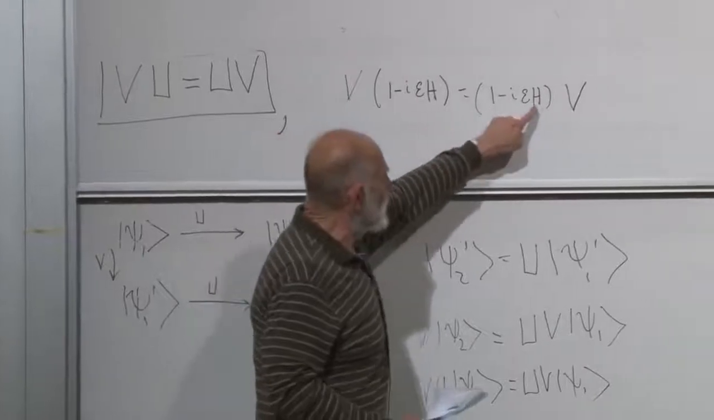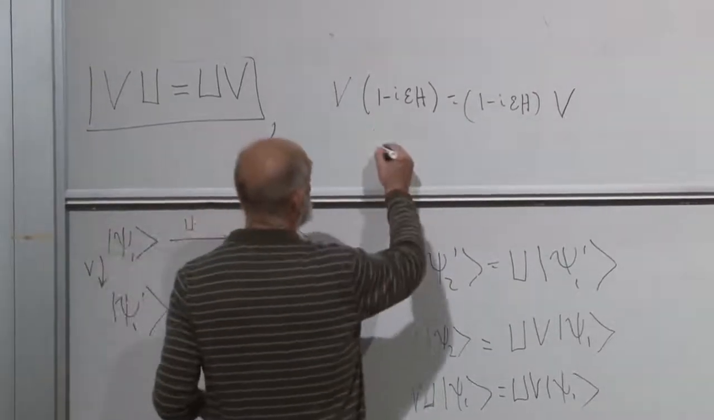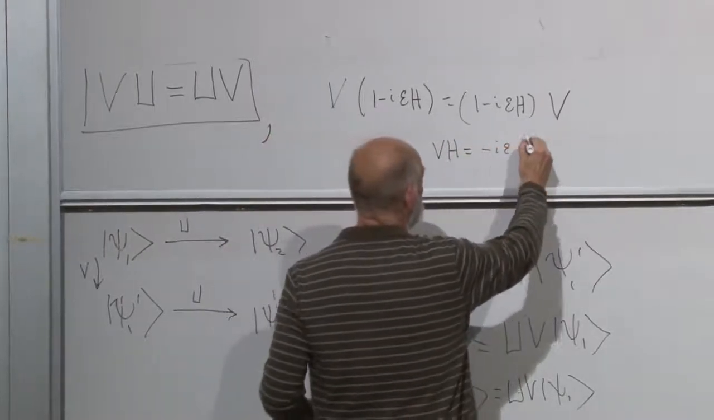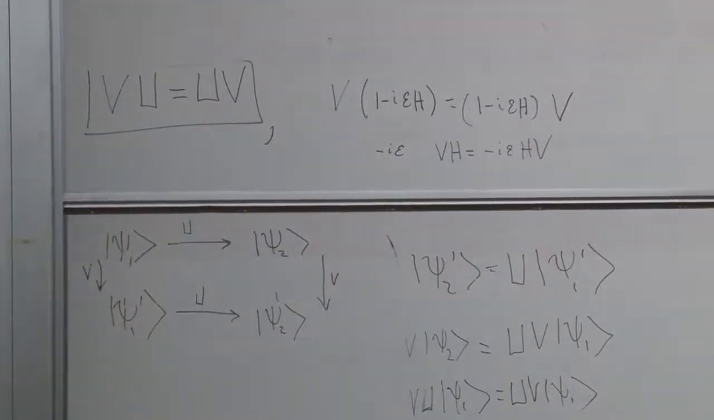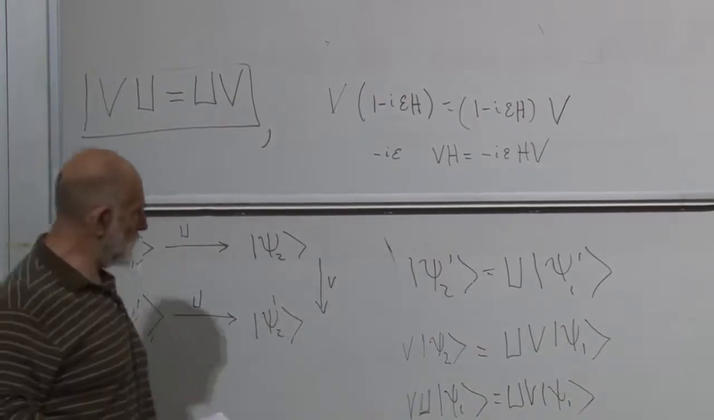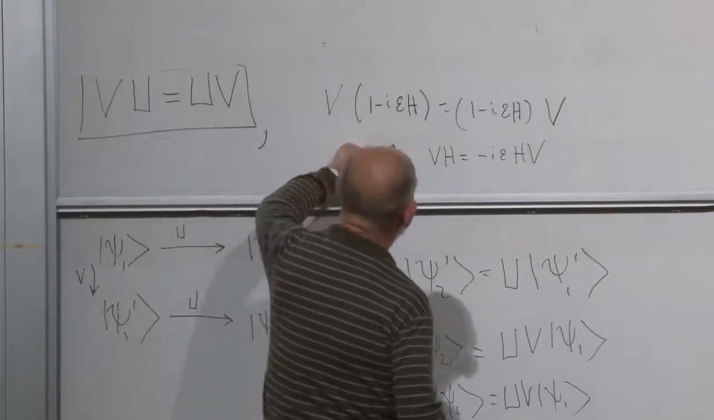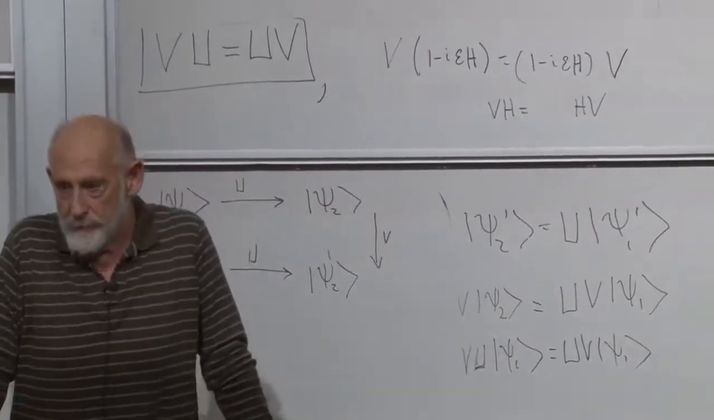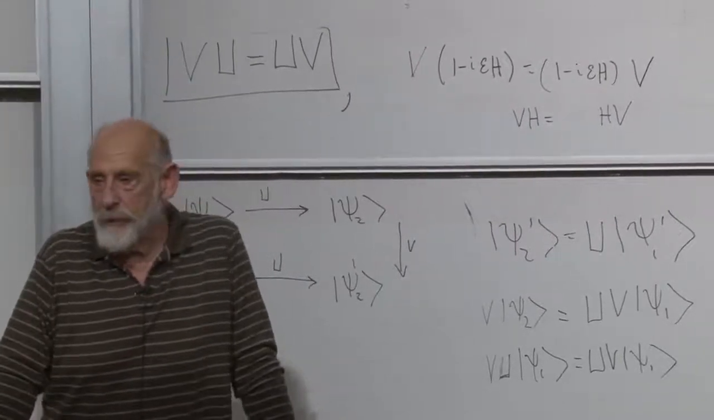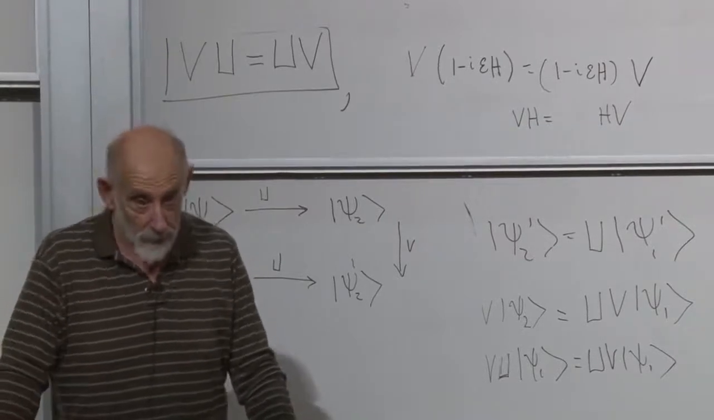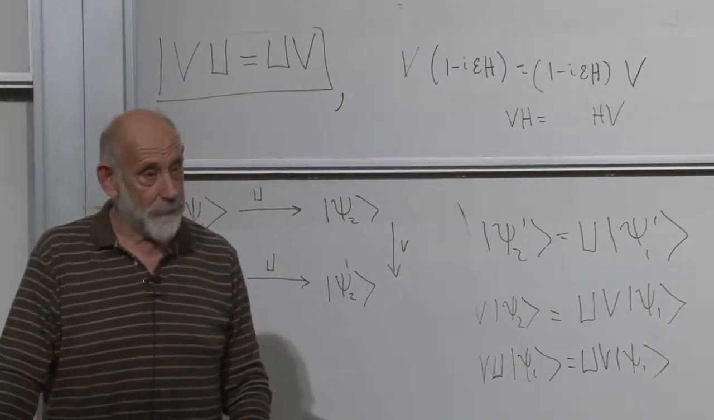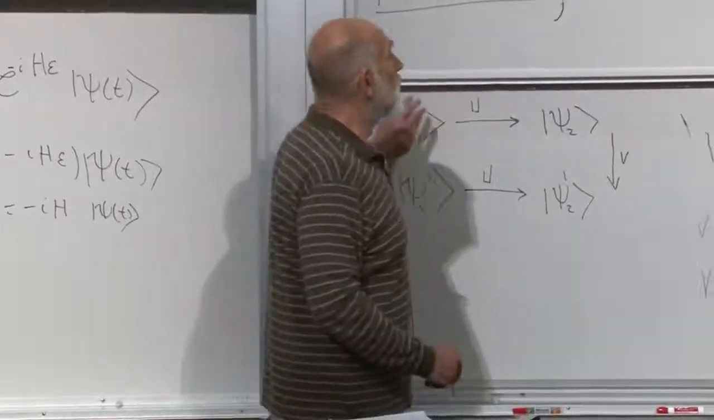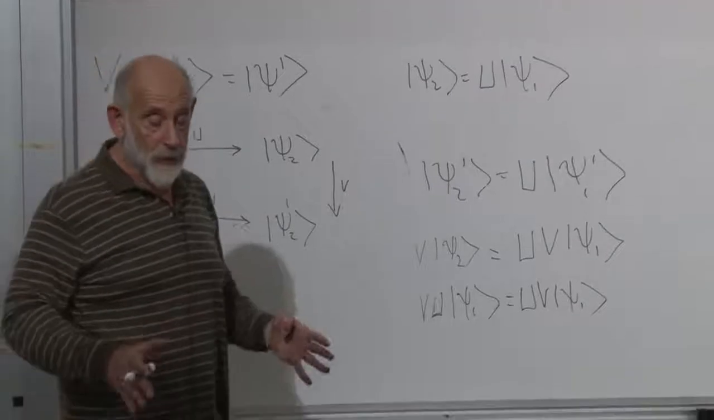First of all, v times 1 is equal to 1 times v, so those cancel. And what it says is that minus i epsilon vh equals minus i epsilon hv. Well, canceling out the minus i epsilon, it says that v commutes with the Hamiltonian. A symmetry is a unitary operation which commutes with the Hamiltonian. Any unitary operation which commutes with the Hamiltonian is a symmetry, and any symmetry is a unitary operation which commutes with the Hamiltonian. That's very abstract. That's extremely abstract. And in order to appreciate it, we have to do a couple of examples. We'll do some examples in a moment, but let's just focus on that: unitary operations on the space of states which commute with the Hamiltonian are symmetries.